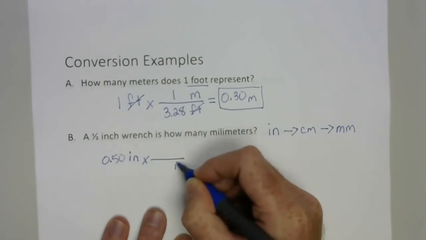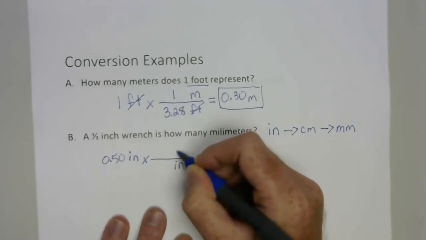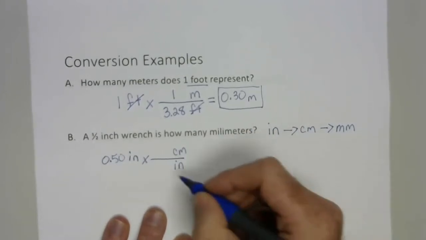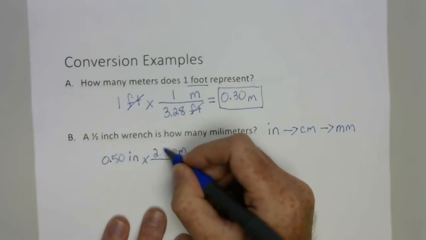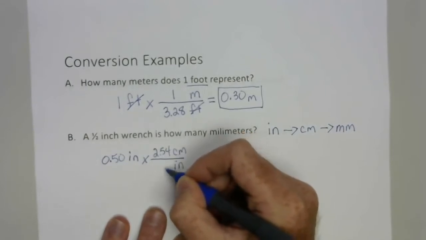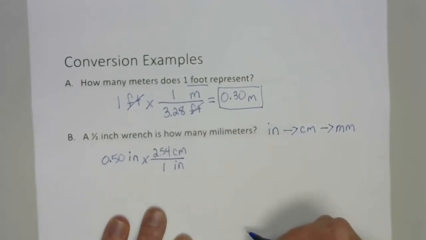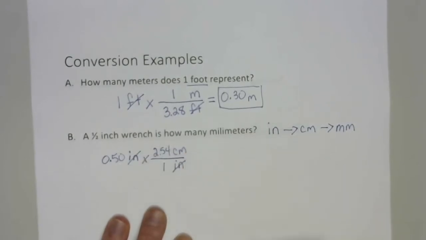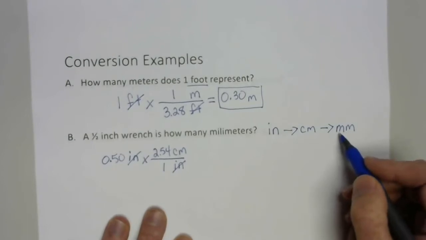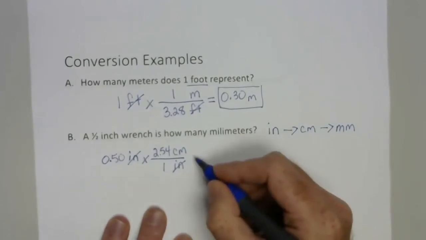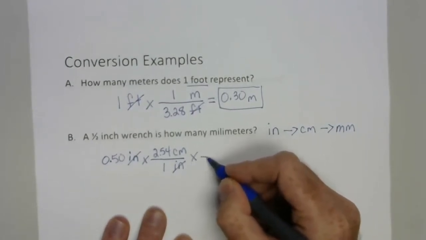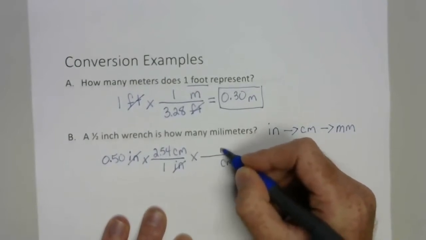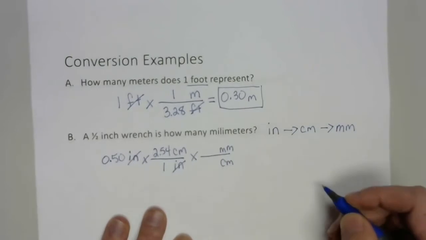So we're going to put inches on the bottom, centimeters on the top. And then we know there are 2.54 centimeters in 1 inch. We can see that the inches cancel, leaves us with centimeters. And now we do this last part where we put centimeters on the bottom and millimeters on the top.